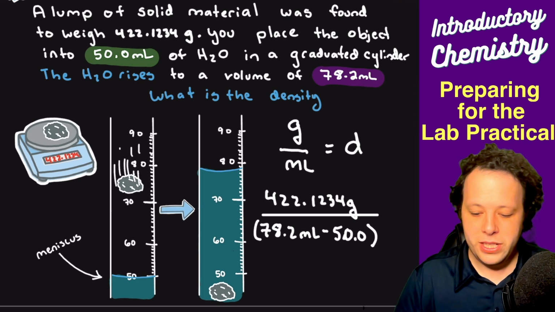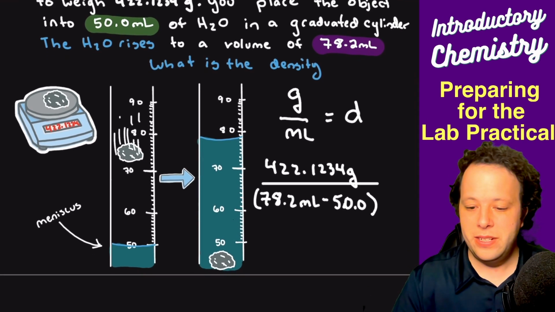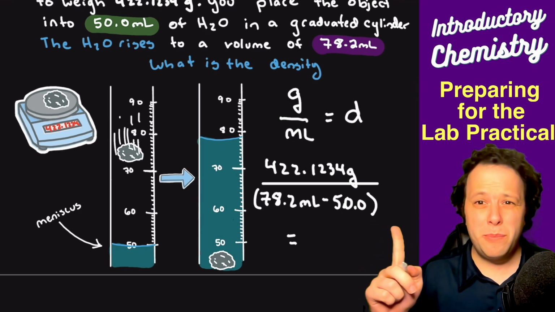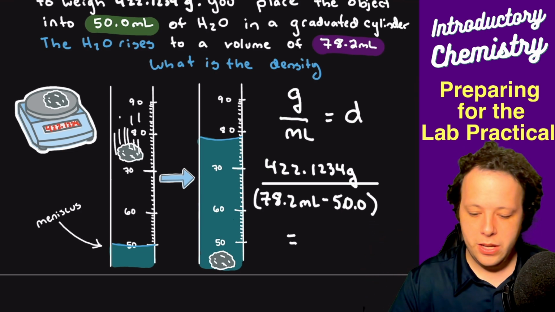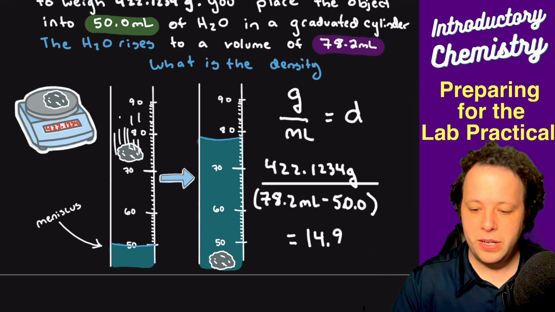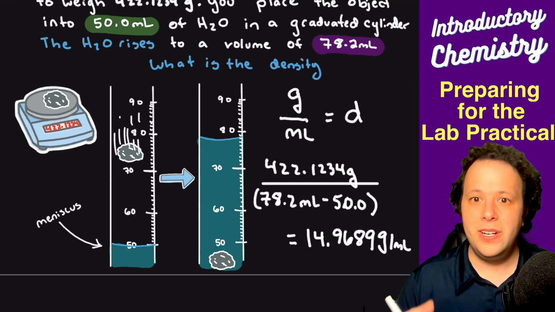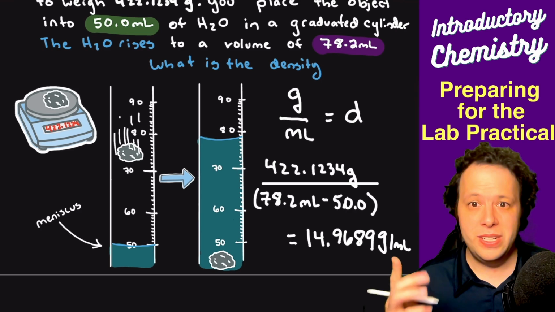Once we do that, we subtract those, we divide 422.1234 by 28.2, which is that difference. What you're going to get is 14.9689 grams per mL, right? So that's what you'd want to write. You want to write your units and your number.